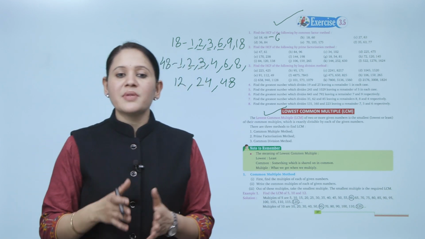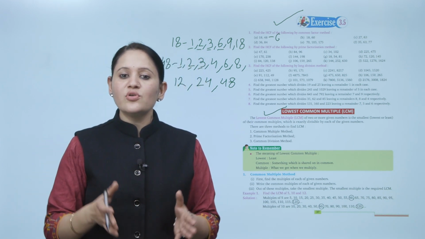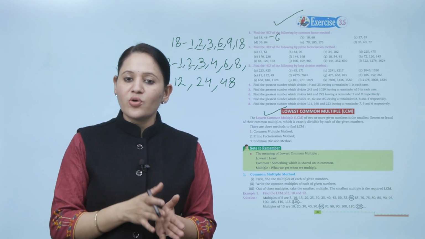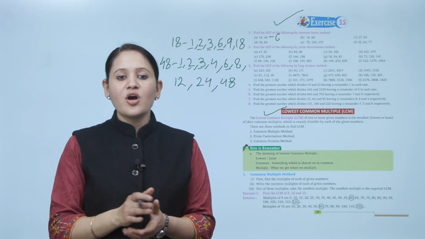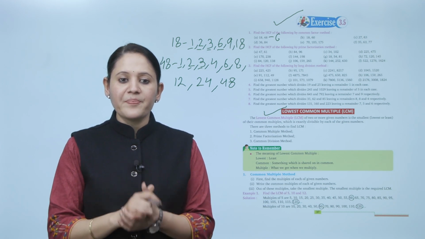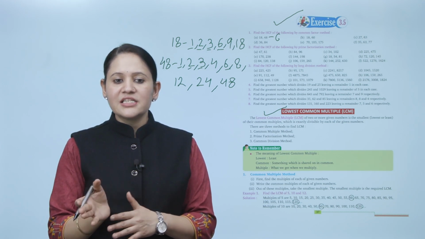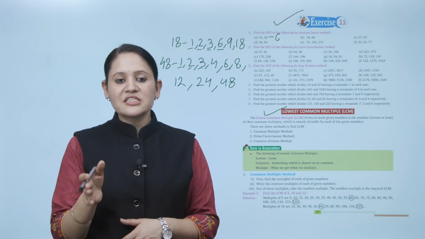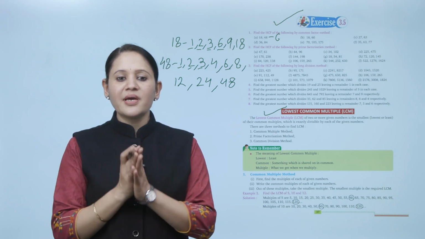The lowest common multiple or LCM of two or more given numbers is the smallest or the lowest or least of their common multiples, which is exactly divisible by each of the given numbers. There are three methods to find LCM. First is the common multiple method, second is the prime factorization method, and third is the common division method.